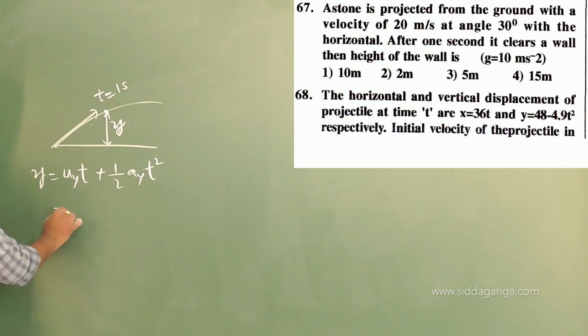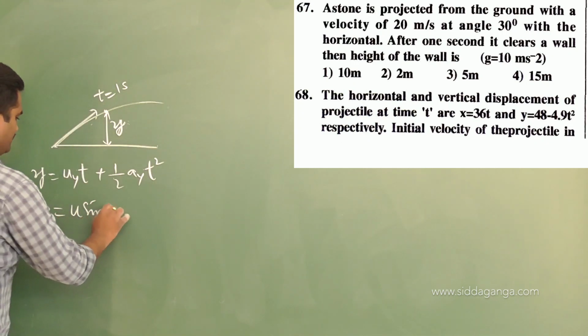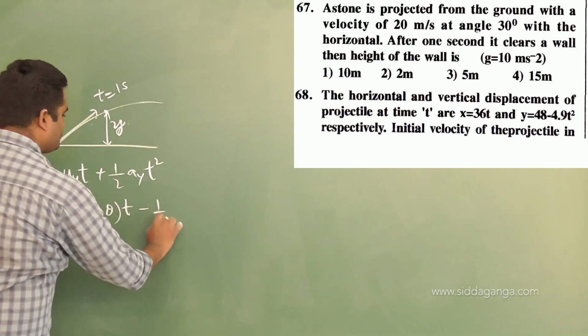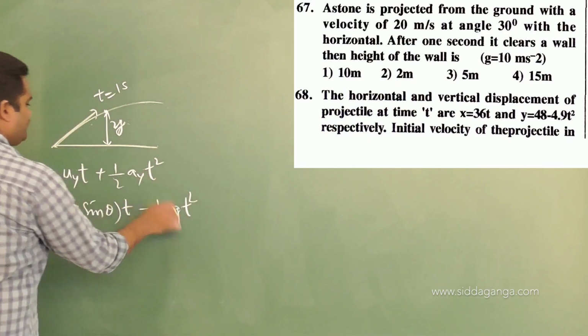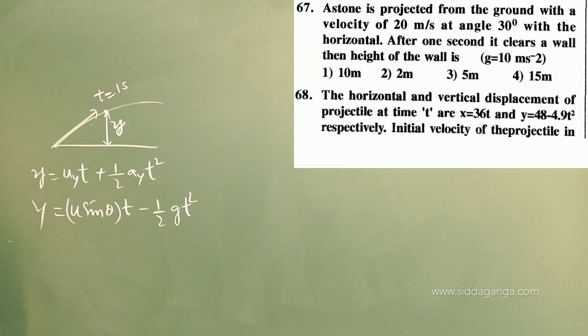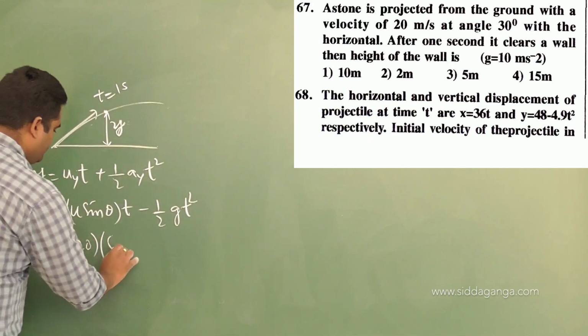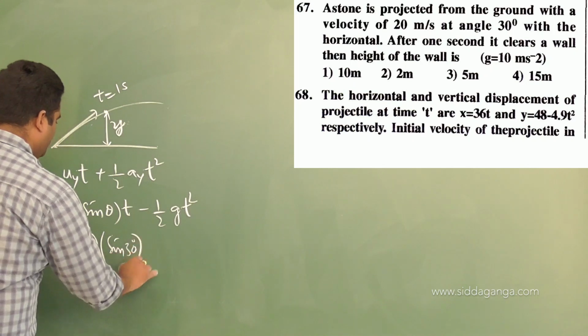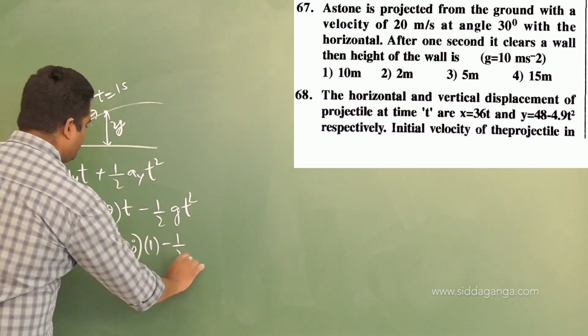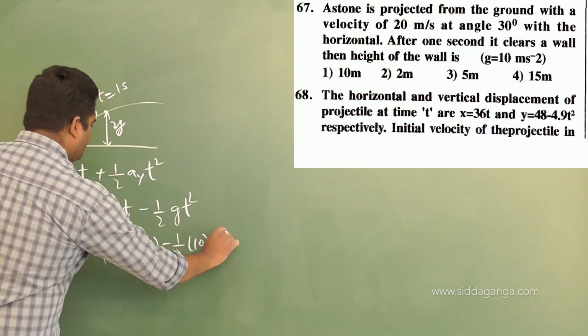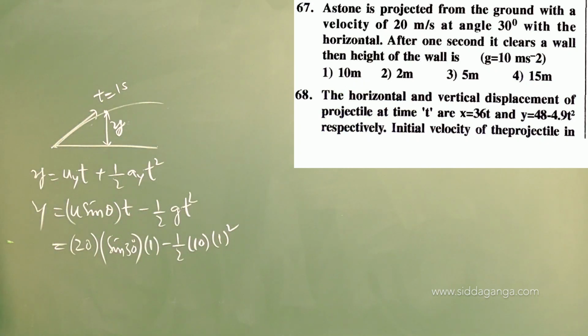U sin theta into t minus half g t square. Why? Because a_y is minus g. This is the value of y which you have to find. Substitute all the given values. U is 20, into sin theta, sin 30, that is 1 by 2, into time 1, minus half into g, 10 they have given for your convenience, into 1 square.